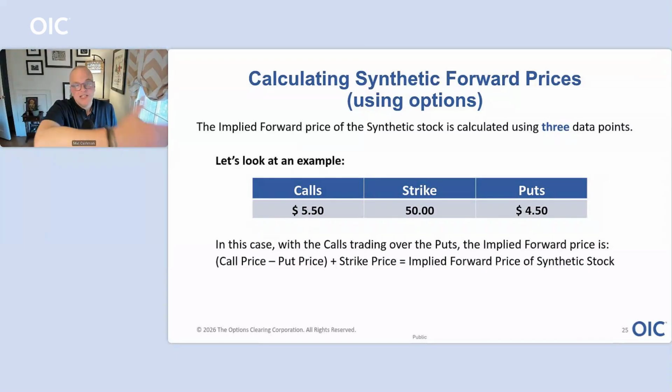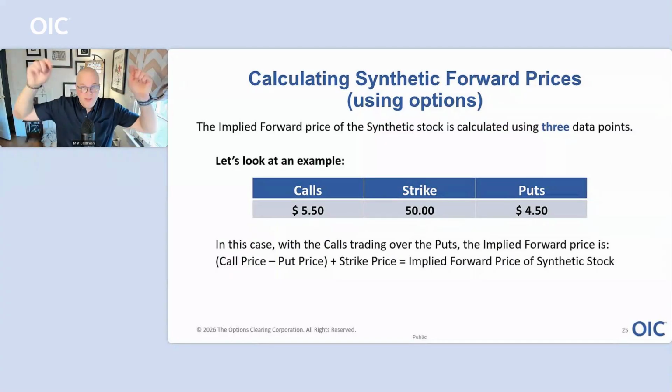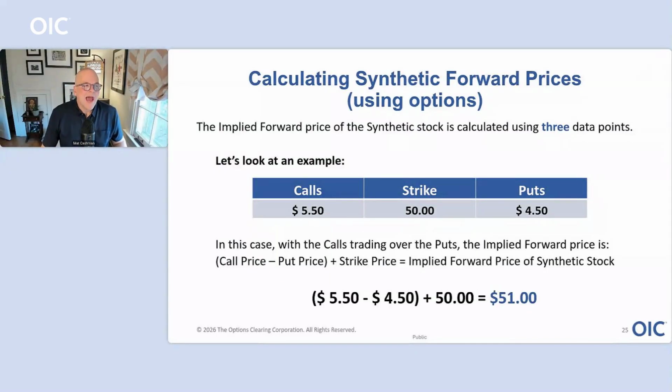This means that if this is a 30-day option, the marketplace is telling you that within 30 days, even if the stock is trading 50 right now, it's going to be theoretically worth, at this point in time with this set of assumptions, some other price other than 50. And when you do the math, you get 5.5 on the call side, minus 4.5 on the put side, plus the strike. This is telling you that the market is pricing that forward 30 days from now at 51 instead of 50.